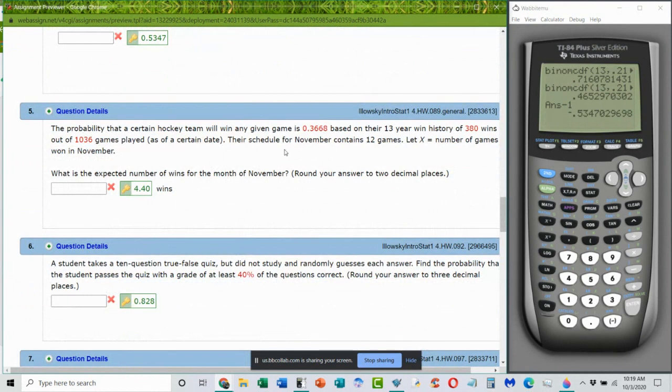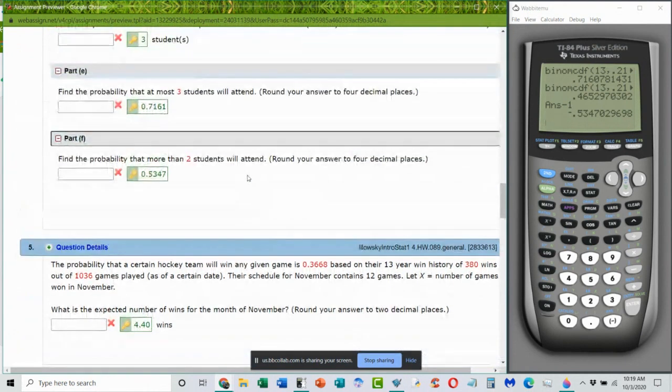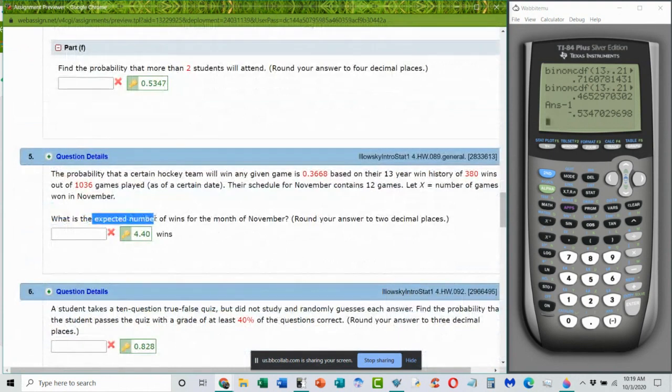Five here is really just the same thing, except all they're asking is, what is the expected value? Well, the expected number is just the average. So the chance of winning is this. They're playing this many games. These two red numbers are pointless. They're just telling you how they got this number, because in 13 years, they've won 380 games out of 1,036. So that's where this number comes from. If you play 12 games, how many should you win? You should win 4.5, because you just multiply those two numbers together.